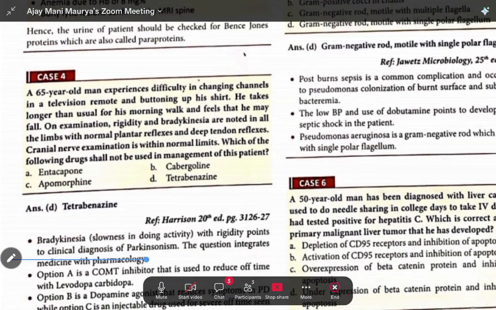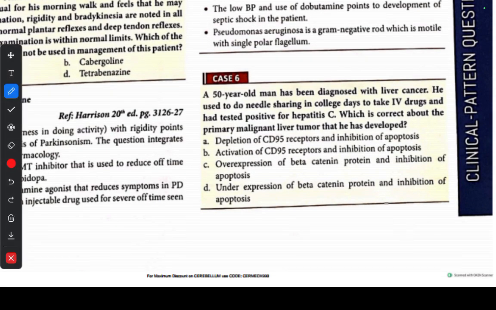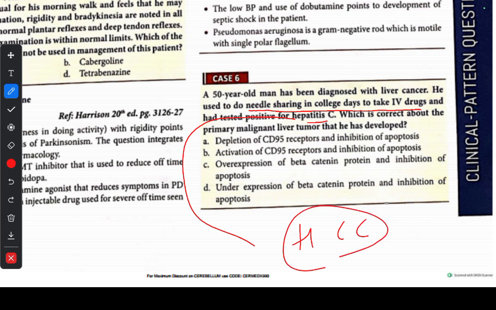See here, next one. Done. Okay, see this one. A 50-year-old man has been diagnosed with liver cancer. He used to do needle sharing in college days, taking IV drugs. OMG, see, IV drug user. He was positive for hepatitis C. Positive for hepatitis C means he may have chances of getting HCC, hepatocellular carcinoma.